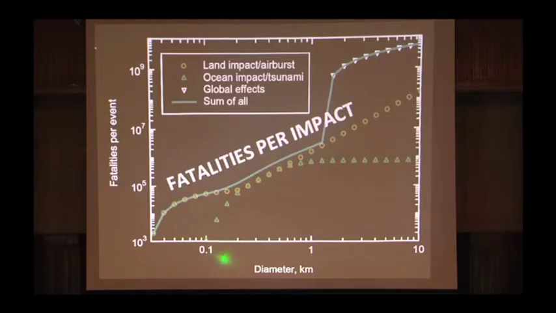But still, you can see that a 100 meter diameter asteroid, about the size of a football field, could kill 100,000 people on average. 100,000 people due to a 100 meter diameter impact.